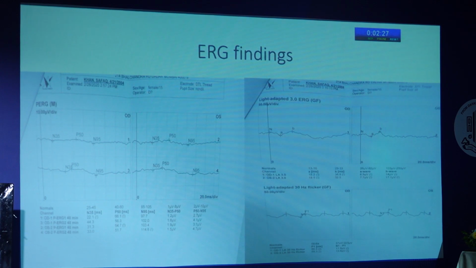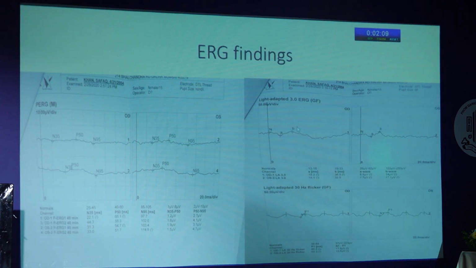This is the ERG findings. The pattern ERG shows reduced P50 and N95 responses. The P50 response is basically suggestive of macular photoreceptors, purely cones, and N95 is suggestive of mostly ganglion cell dysfunction.